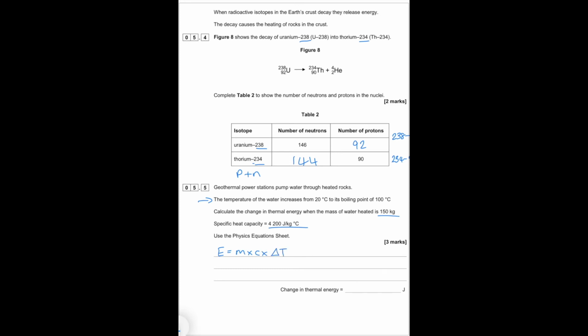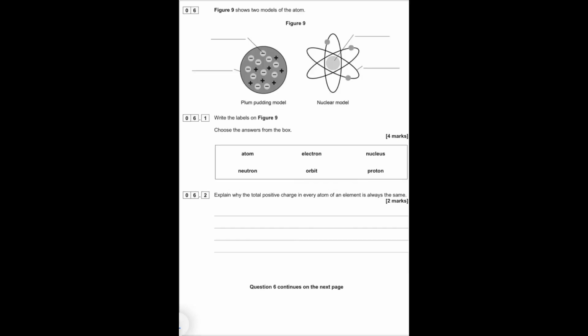change in temperature. And if we put our numbers in, that means the energy is going to be the mass, which is 150, times the specific heat capacity, 4,200 joules, times a change in temperature. So if it's gone from 20 to 100 degrees, that's an 80 degrees Celsius change. And when we calculate that out, the energy is 50,400,000 joules.